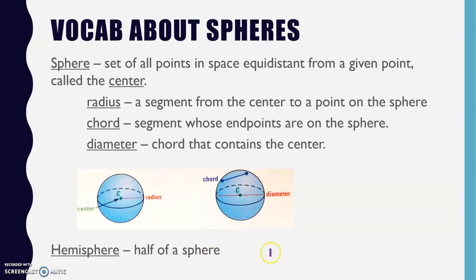Sorry, the picture should have come up before the hemisphere definition. So you can see what the radius looks like and what the diameter will look like in your circle or your sphere. So there would be the radius, half of it, and then your diameter is the entire thing. And then once again, hemisphere is half of a sphere.